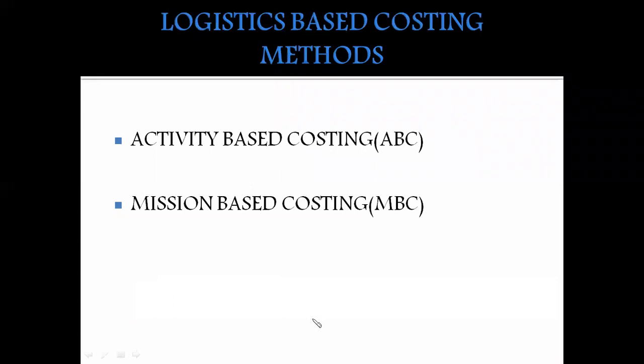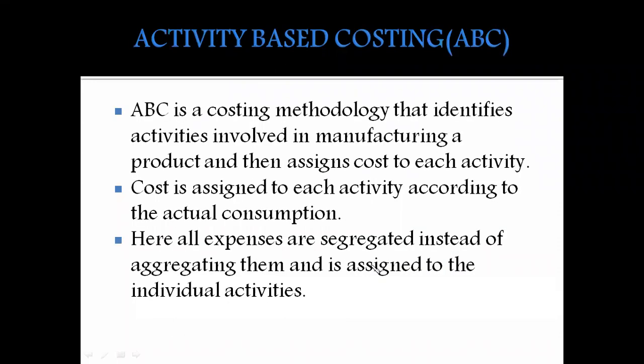These are the two different logistics based costing methods. First one is activity based costing. Second one is mission based costing. First we will see activity based costing. It is mentioned here, and from the name you can understand what the activity is. So first we will see the ABC analysis or ABC method. Don't get confused with the ABC analysis of inventory management. That is different and this is different. Here ABC stands for activity based costing.